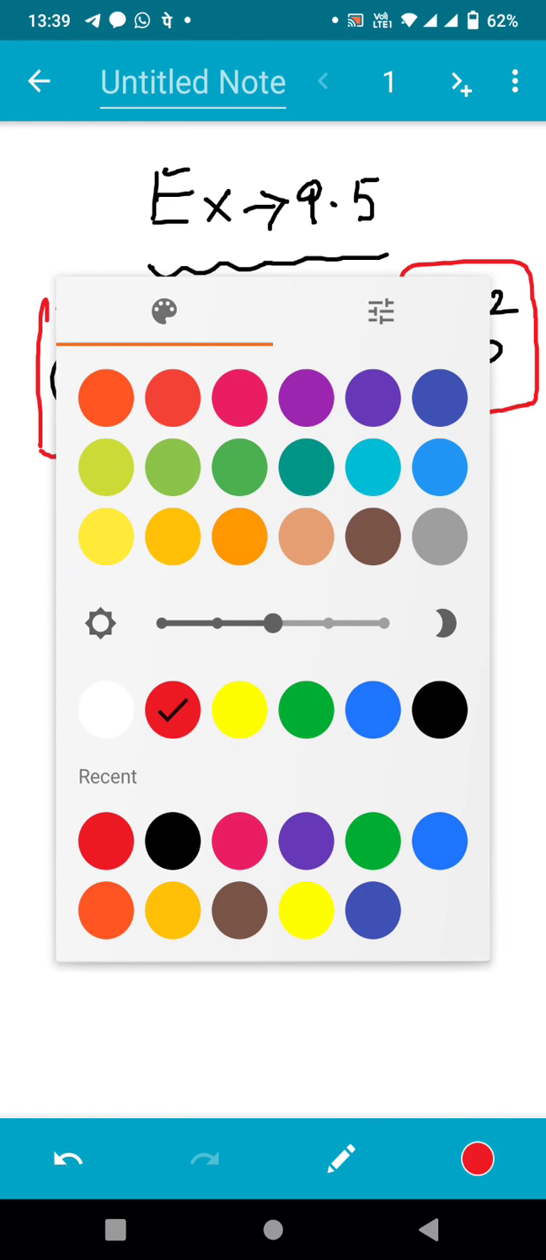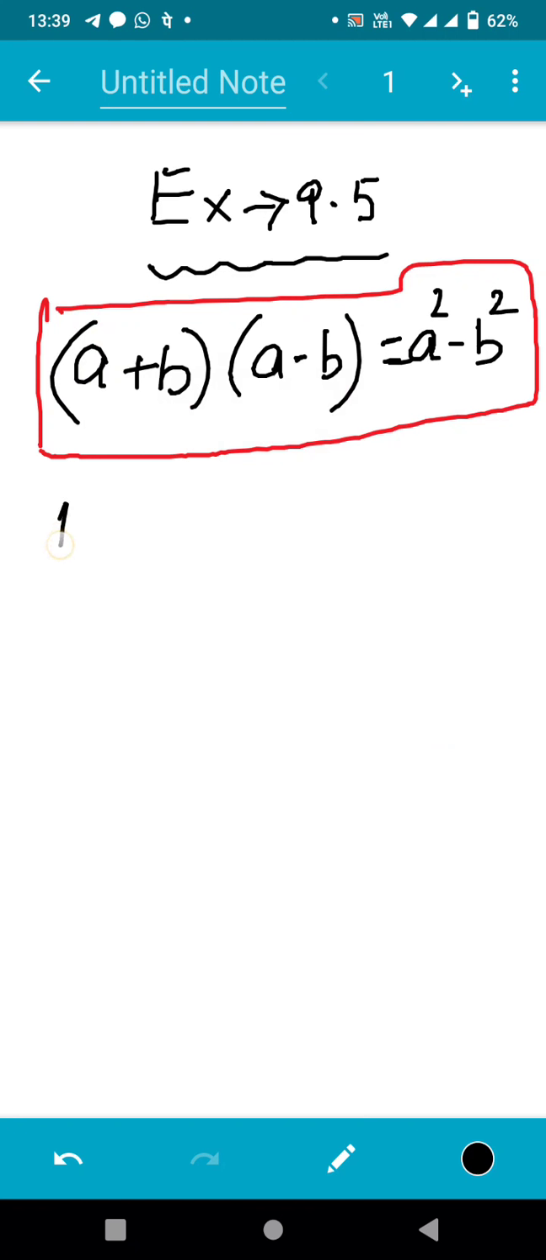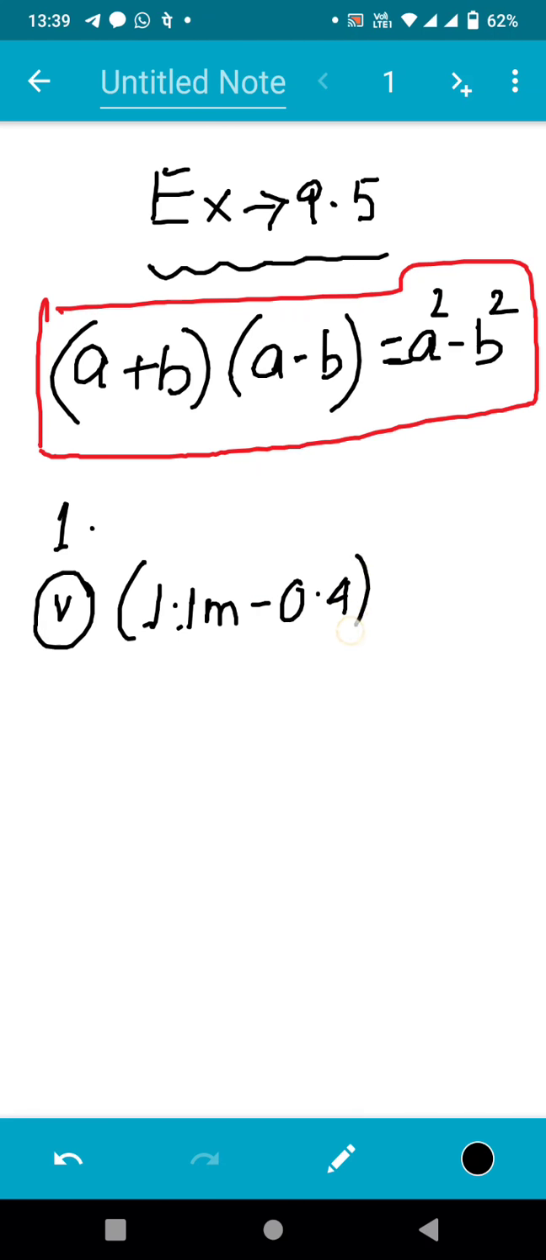Now, what is sum number 5? Question number 1, sum number 5. What we have in this question is 1.1 m minus 0.4. This is what they have given in the first bracket. And what is there in the second bracket? Let me write this in a proper way. In the second bracket we have 1.1 m plus 0.4. This is in the second bracket they have given.